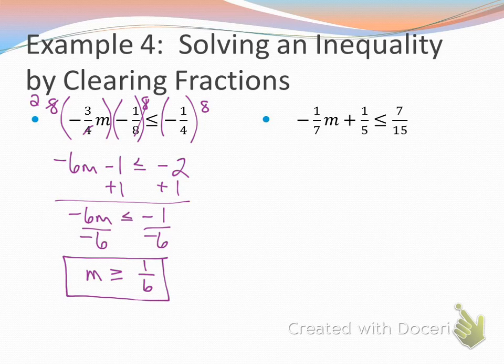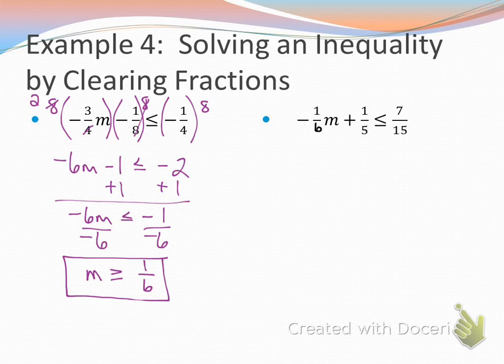The reason I switched my inequality is this guy right here. I had to divide by a negative. My rule is if I multiply or divide by a negative to get my variable by itself, I must switch my inequality. All right, you think you can do the second one? Yes. All right, I want you to go ahead and try.